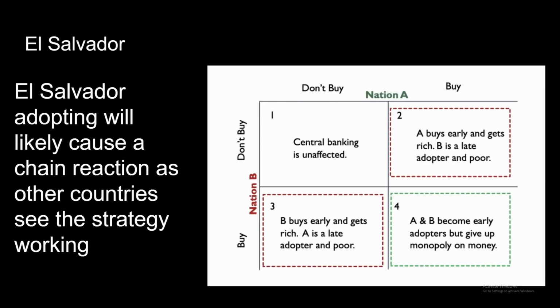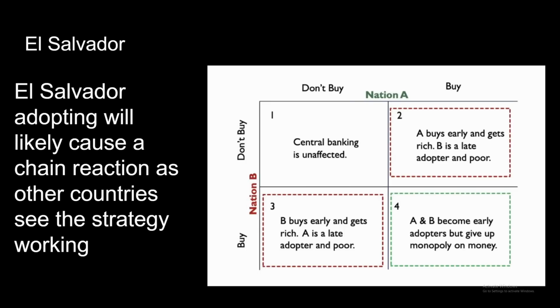And here we actually have a diagram of the choices that two nations can make. So option 1 is that both nations don't buy and central banking is unaffected. Option 2 is that one nation buys and the other doesn't. And then that nation that buys early and gets in early becomes richer, and the nation that doesn't adopt becomes poorer as a result.